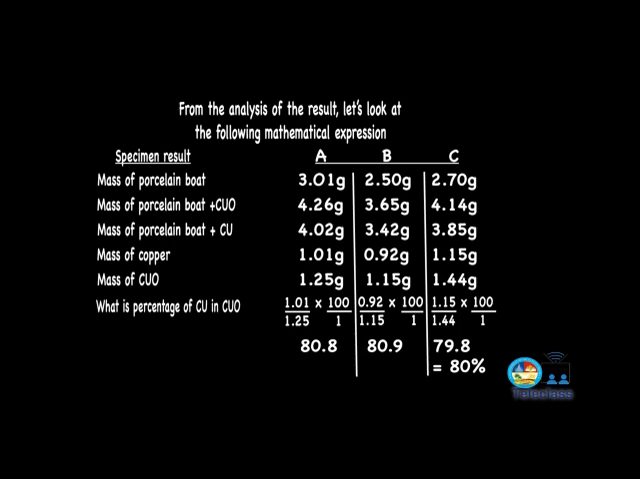Then in sample B, the mass of copper there is 0.92 grams, and the mass of copper(II) oxide is 1.15 grams. So to find the percentage of copper in this one, we place 0.92 over 1.15 times 100 over 1. We still have 80.9. Then in sample C, the mass of copper is 1.15 and the mass of copper(II) oxide is 1.44. So we place 1.15 over 1.44 times 100 over 1, we still have 79.8, that's 80.